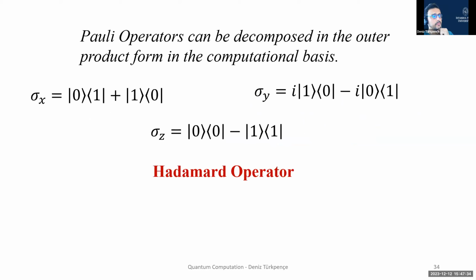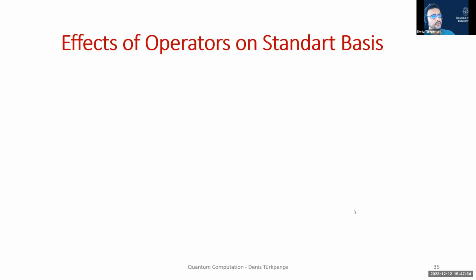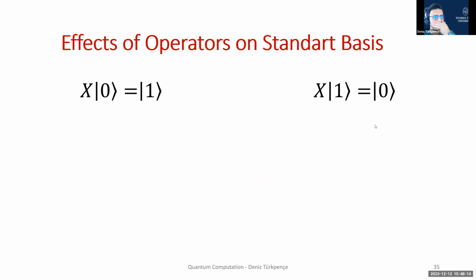And another extremely important operator for us in terms of quantum computation is the Hadamard operator. The Hadamard operator is defined in terms of other operators, just like this, and the matrix representation lies in this form, okay? So the impact of the Hadamard operator and the effects of other operators are the following. If you apply the Pauli X operator to the ket zero standard basis state, what you will obtain is ket one. And if you apply the Pauli X operator to ket one, what you will obtain is ket zero.